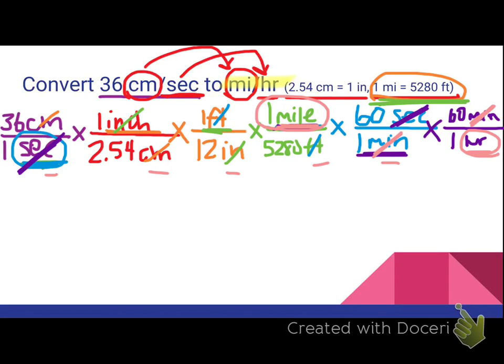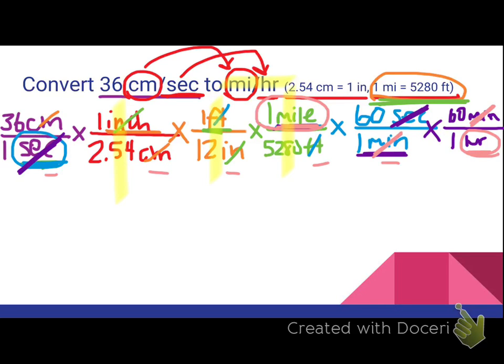So we're going to start out with 36. And we are going to multiply by, let me highlight as we go, we're on this one right here. We're going to multiply by 1. We know it stays the same, divided by 2.54. Then we are going to go to this one. We're going to multiply by 1, then divide by 12. Then we're going to get to this one. We're going to multiply by 1, then divide by 5,280.